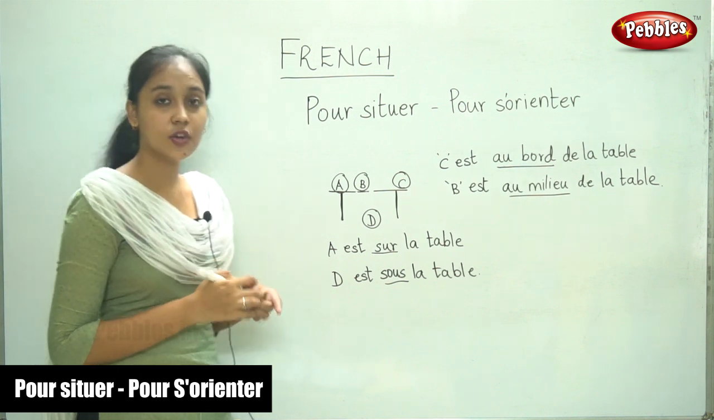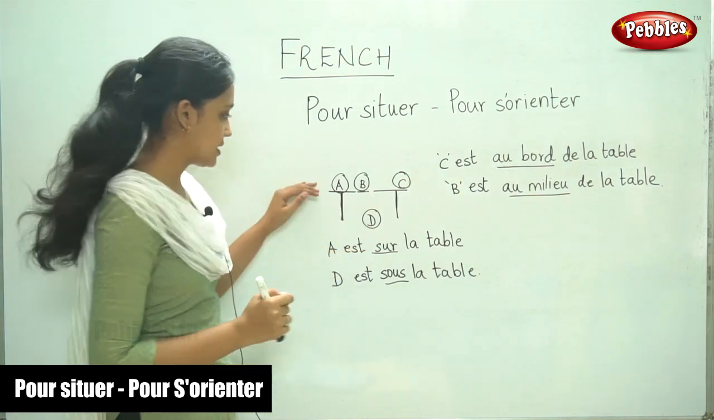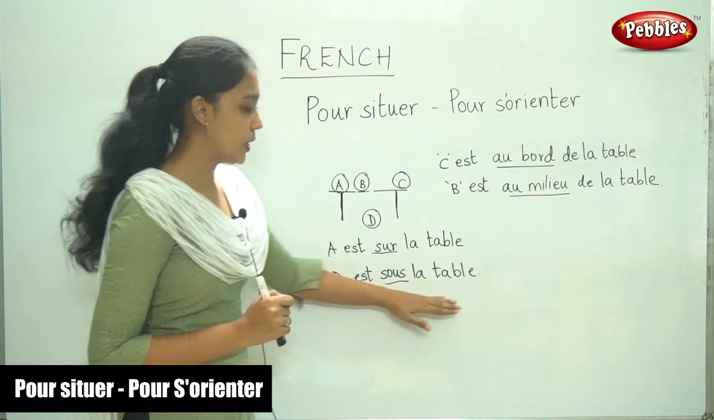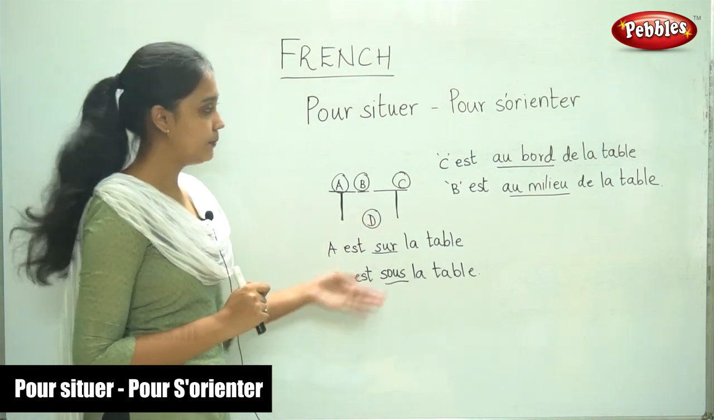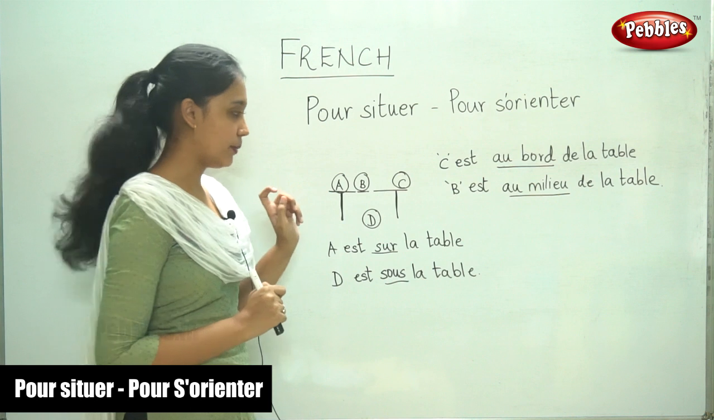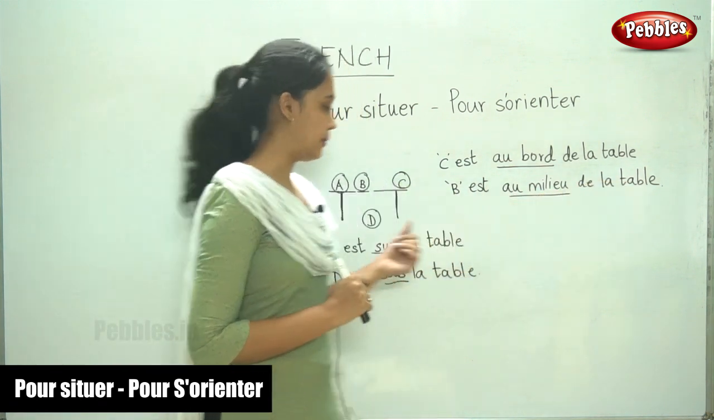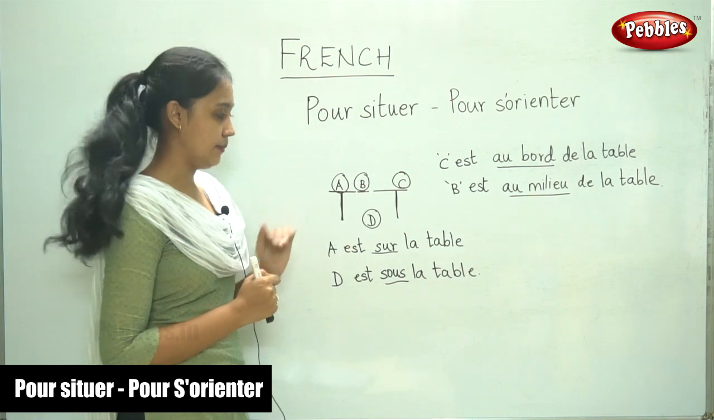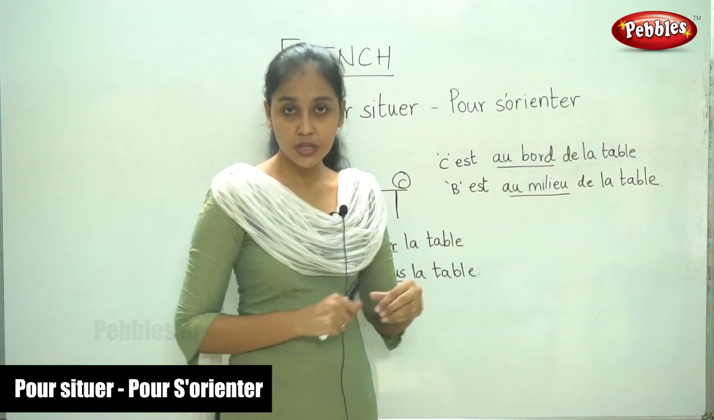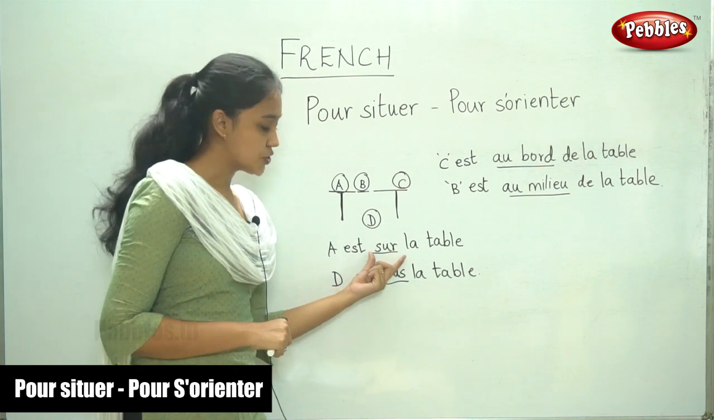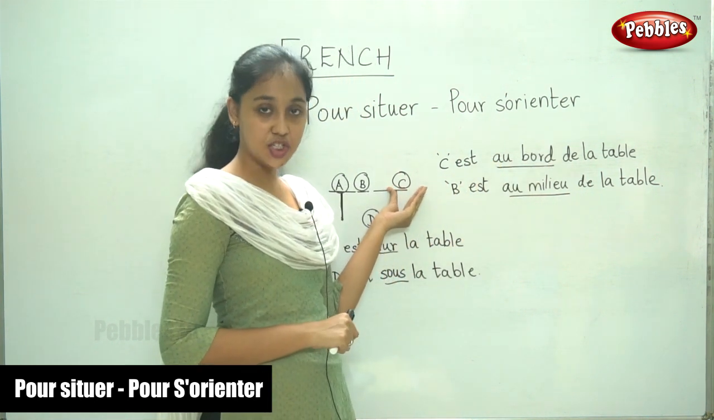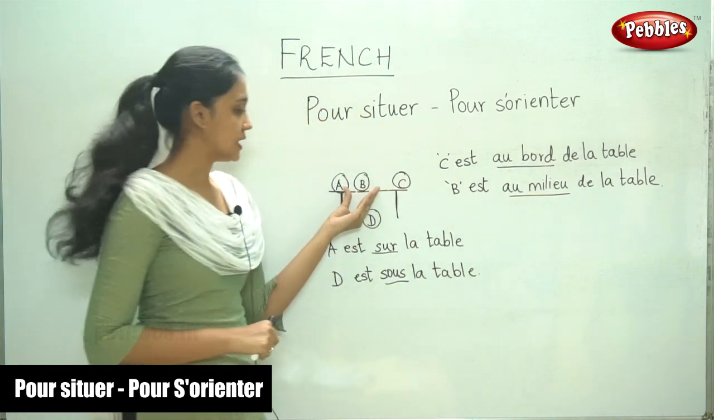So now we have explained the orientation of all the four objects. A est sur la table, A is on the table, D est sous la table, D is under the table, C est au bord de la table, C is at the edge of the table, B est au milieu de la table, B is in the middle of the table. So these words are what give us the orientation. So these are new words that you will be learning today. So sur means on, sous under, au bord which means at the edge or at the border, au milieu which means in the middle.